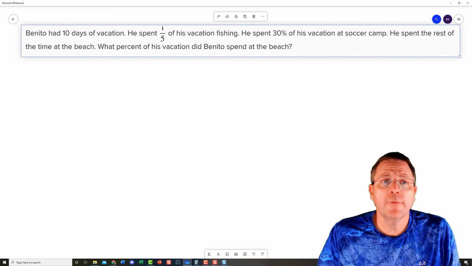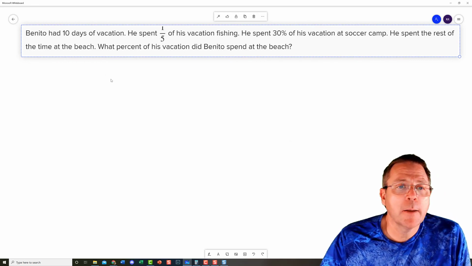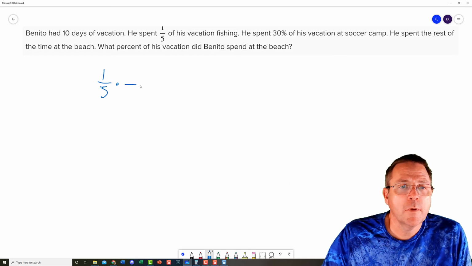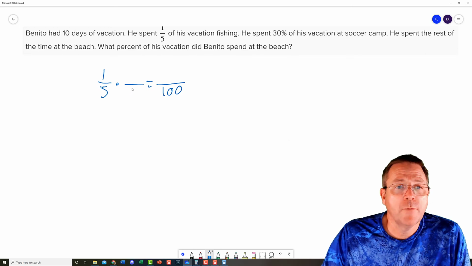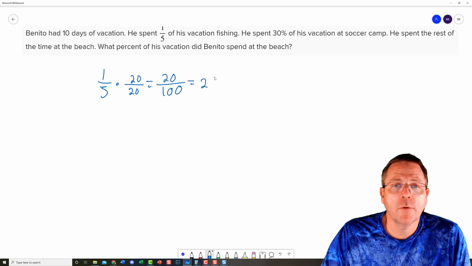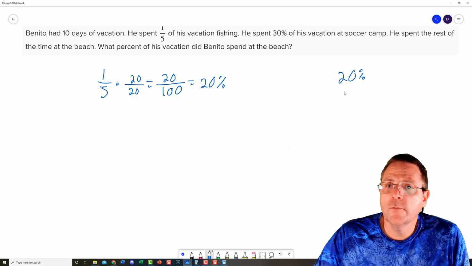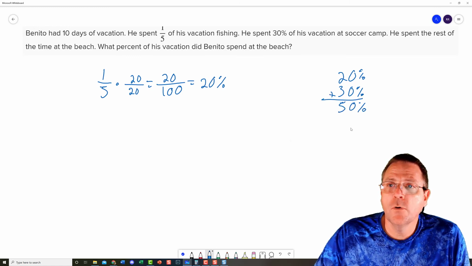Well, first we need to find out what percent 1/5 is. So to do that, I'll get my marker going here, and I'm going to say 1/5 times something over something equals something over 100. So of course 5 times 20 is 100. If I do it on the bottom, I have to do it on the top, giving me 20 over 100, also known as 20%. So right now I know that he spent 20% of his time fishing and 30% of his time at a soccer camp. That means he had 50% total there.